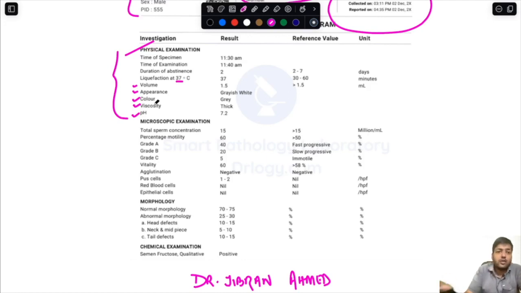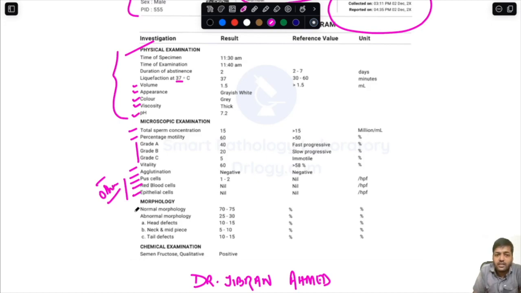Then comes the microscopic examination: the total sperm concentration, percentage, motility. There are different types of motilities, like grade A, B, C motility. Then vitality, what is vitality. Then we have agglutination, pus cells, RBCs and epithelial cells. These are the other components other than the sperms which are present and which might also give you an important insight into the evaluation of semen.